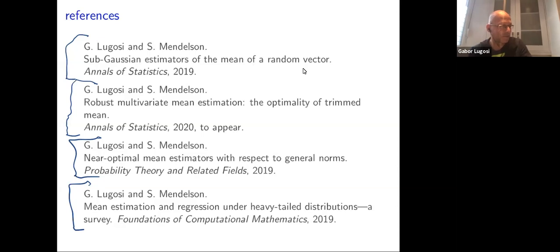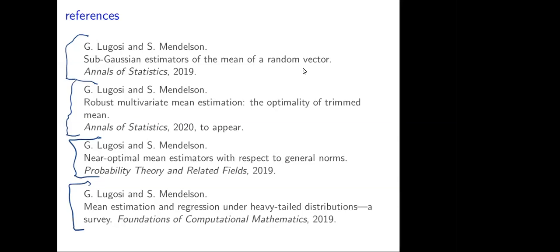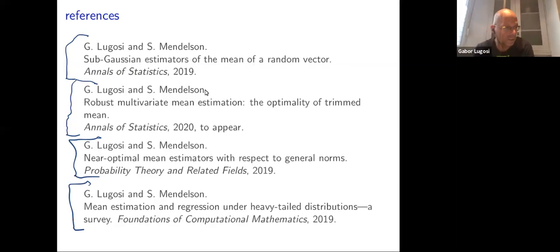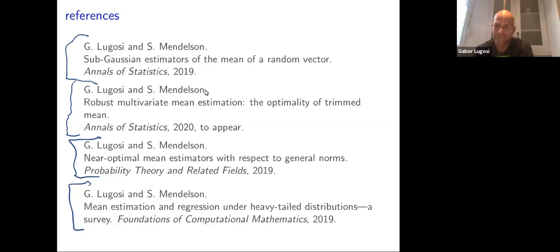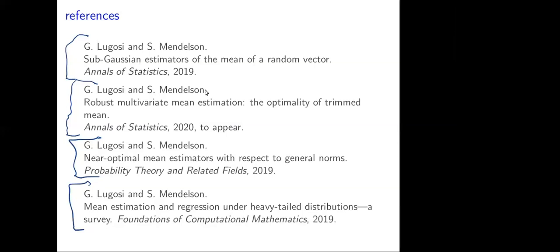But the other one, where was it? This one, the geometric median. Can you see it? No, it hasn't changed. There's some problem with the screen sharing. Anyways, the geometric median, that is computable, because it's a convex optimization problem. In fact, in computational geometry, that's been studied a lot and refined, and there are very fast algorithms to compute it. Okay, thank you.